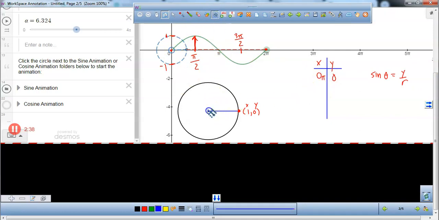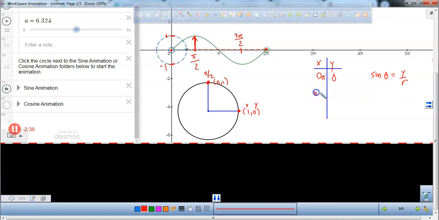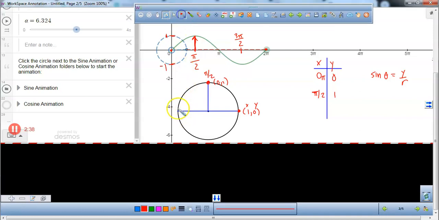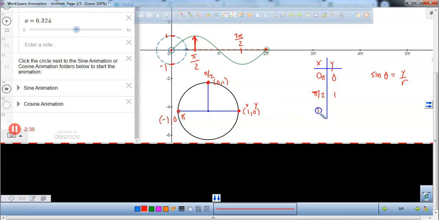But as soon as I go to pi over 2, which is right here, there's my pi over 2. What's that ordered pair? That's 0 and a 1. So when I reach pi over 2, I'm at a 1. When I get back to pi right here, I'm at -1 comma 0. What's my y value again? 0. So at pi, I am back to 0. And you can see it. 0, there I am, 0, 0. At pi over 2, I get all the way up to a 1. At pi, I'm back to 0.